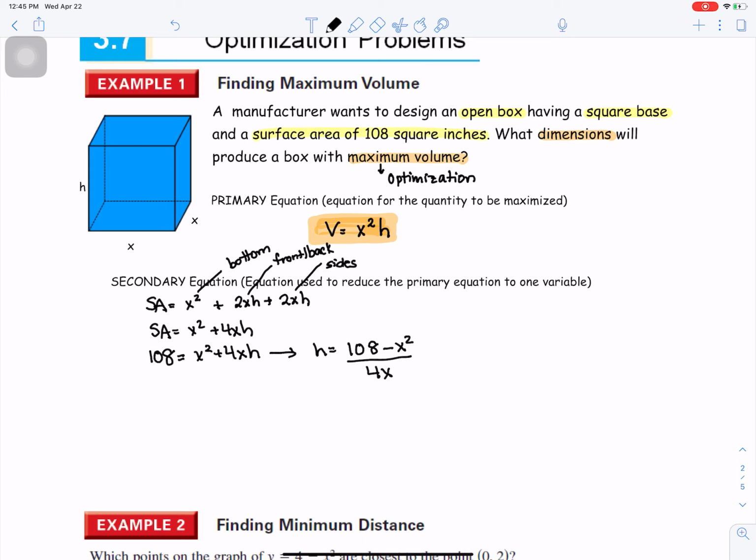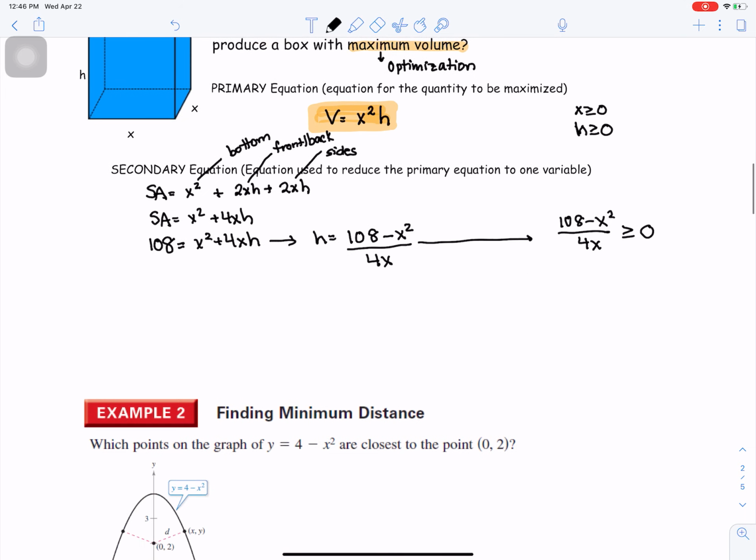We know that x has to be greater than or equal to 0. And again, if you're able to create the equality, that's better. We know that if x is 0, we wouldn't have a box. But again, if you're able to set it up using a closed interval, it's better. Now, h also has to be positive, but now because I have an expression for h, this expression also needs to be positive. So this is sort of a rational inequality.